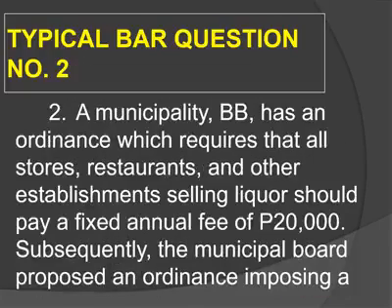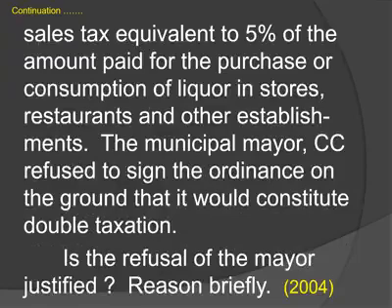So it starts from the beginning now. Again, a municipality BP has an ordinance which requires that all stores, restaurants, and other establishments selling liquor should pay a fixed annual fee of 20,000. Subsequently, the municipal board proposed an ordinance imposing a sales tax equivalent to 5% of the amount paid for the purchase or consumption of liquor in stores, restaurants, and other establishments. The municipal mayor CC refused to sign the ordinance on the ground that it would constitute double taxation. Is the refusal of the mayor justified?